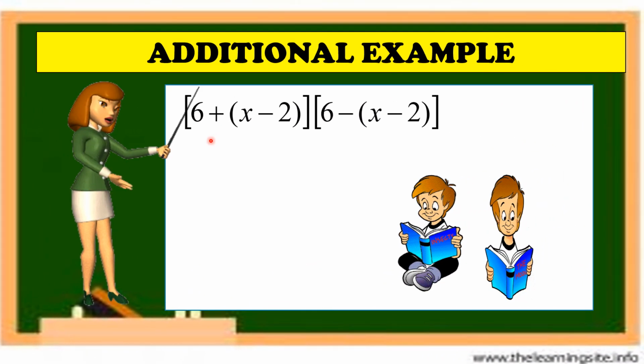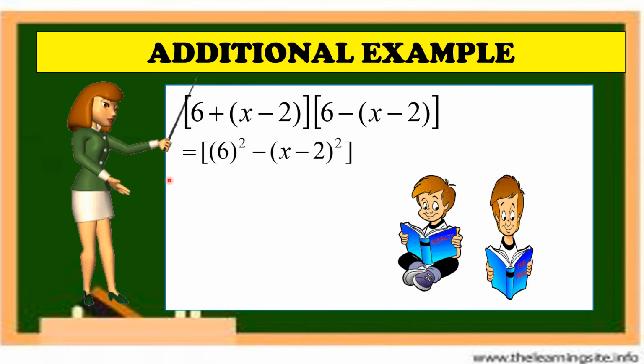We have an additional example. The quantity of 6 plus the quantity of x minus 2, closed quantity, times the quantity of 6 minus the quantity of x minus 2. This is the product of the sum and difference of two binomials. So the rule states that square the first term minus square the second term. The second term is x minus 2.